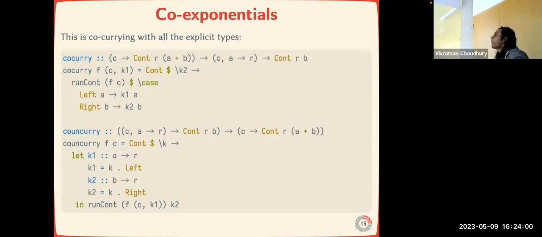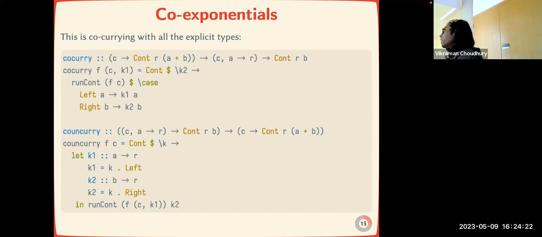Is R fixed? Yeah, R is fixed here. I have not used any forall anywhere. This whole thing is polymorphic in R.